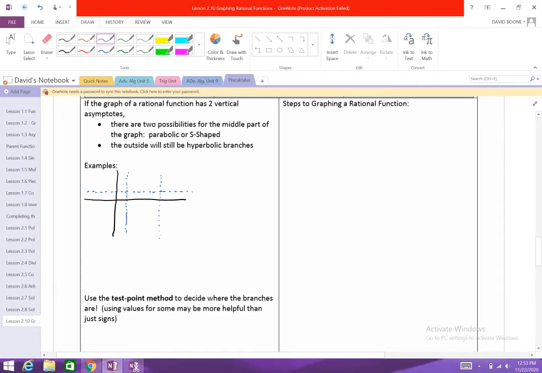Okay? So what we're talking about here is that I might have a graph that's in this part right here, and it's doing this. Got another part over here that's doing this. Now, what they're saying here, there are two possibilities for the middle part of the graph. So they got this middle part in here. One option would be that it's parabolic. So maybe I've got a parabola in here.